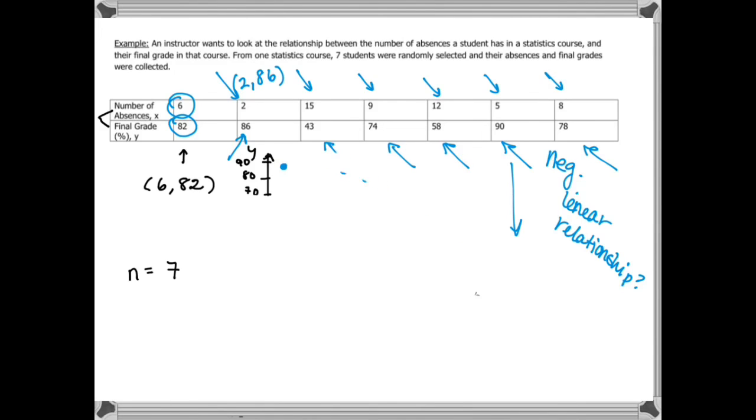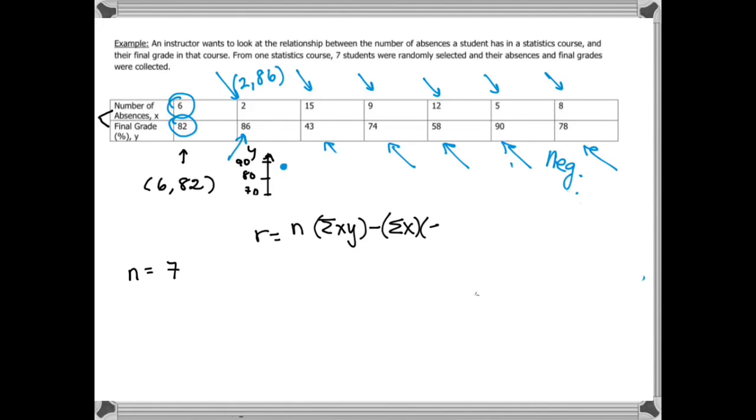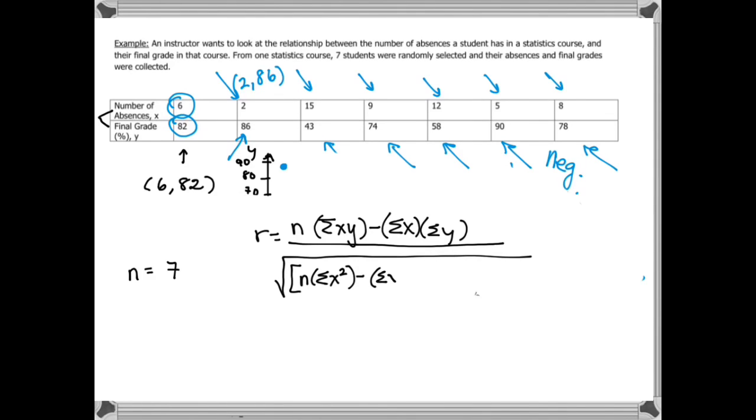Just to remind us how that formula looks, r equals n times the sum of xy minus the sum of x times the sum of y, all divided by big, beautiful square root with 2 bracket sets. The first one is n times the sum of x squared minus the sum of the x's squared. That's the first bracket set. The next bracket set, n times the sum of the y squareds minus the sum of the y's squared.